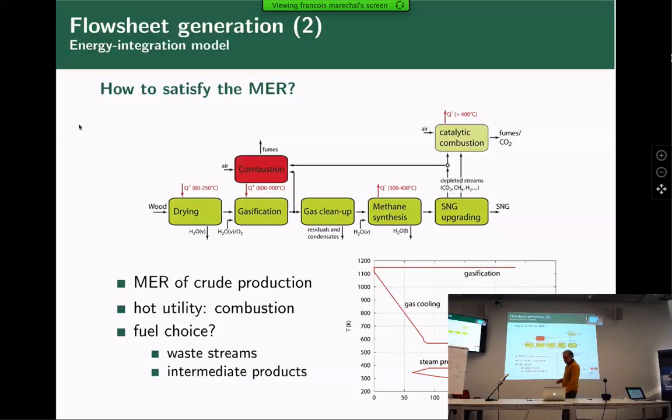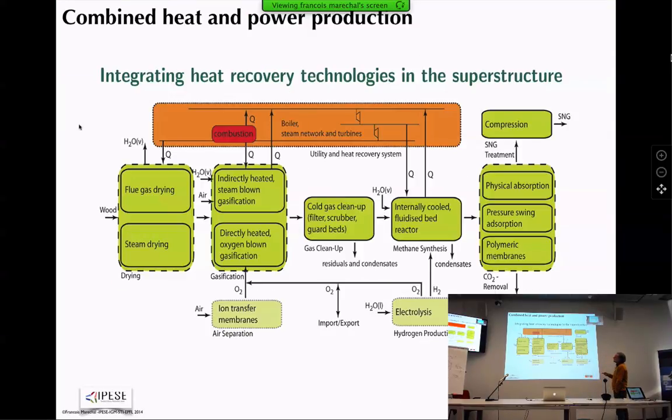In addition, I will have to include the combined heat and power production. I'm doing combustion here, and the combustion can be used to produce high pressure steam that can be expanded in turbines before being sent on. For example, low pressure steam can be used to satisfy the steam drying requirements. So now I have a completely integrated system, and of course, if I'm exporting electricity, I will perhaps need more combustion to satisfy the electricity production.